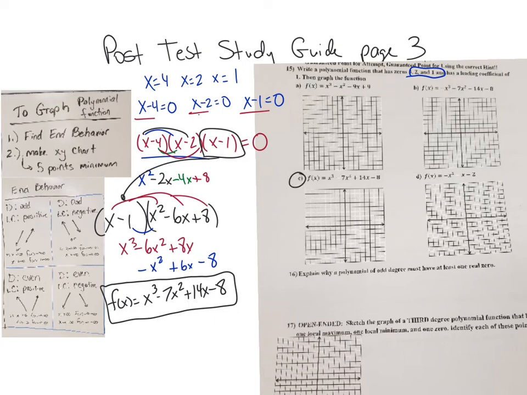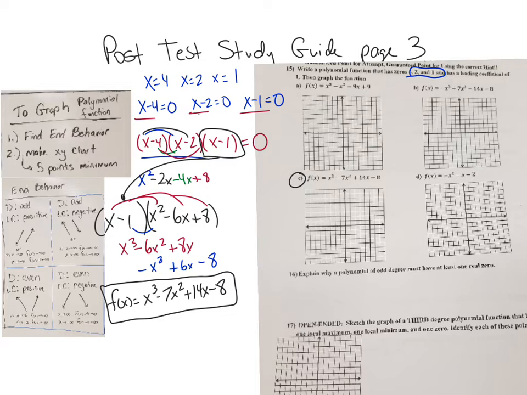Now the other way to do this problem, if you didn't want to do the multiplying and stuff like that, you could have graphed all four of these individually with an XY chart. I think that would have been longer, and only one of them would have had zeros at 4, 2, and 1. Now it does tell you to graph it, so either way you'd have to graph at least one of them. So I'm going to graph it.